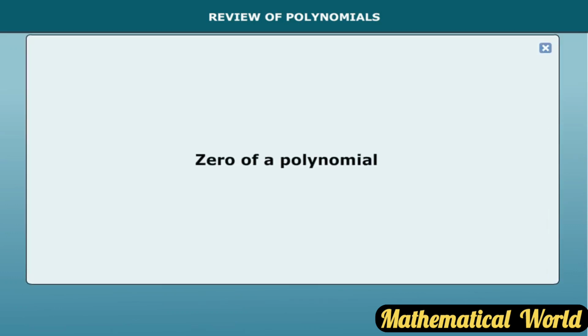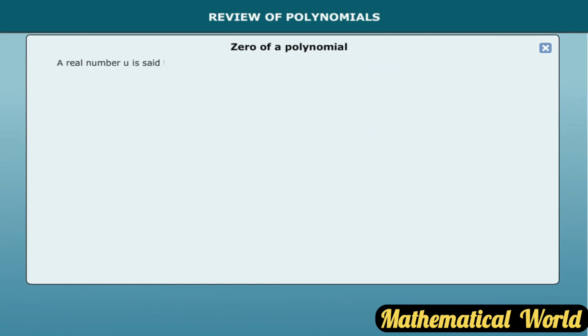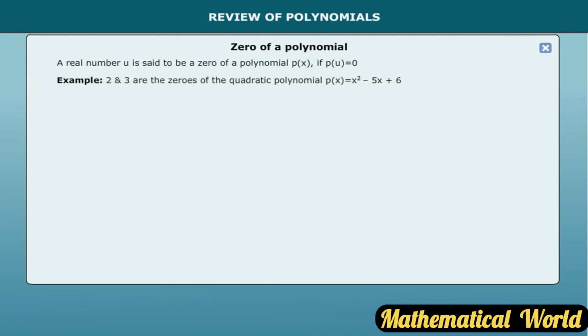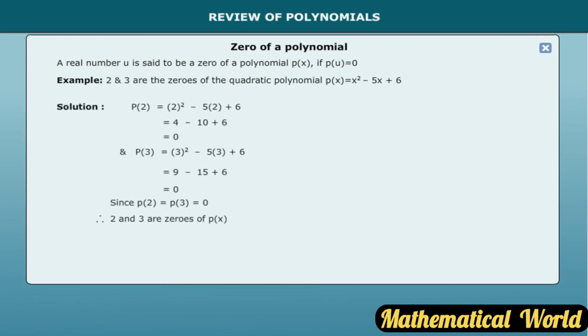Zero of a polynomial. A real number u is called a zero of polynomial p(x) if p(u) equals 0. Some examples have been given below to understand the above concept.